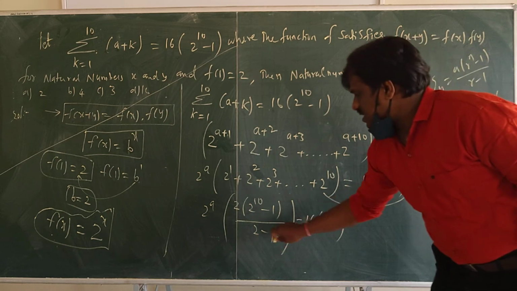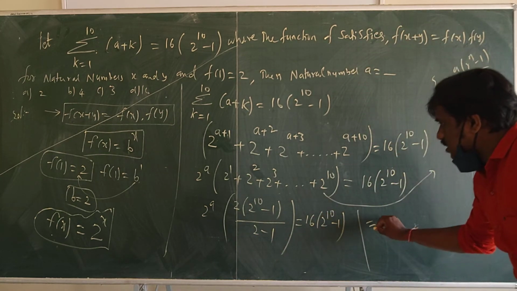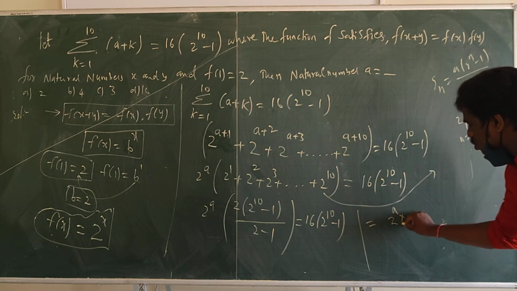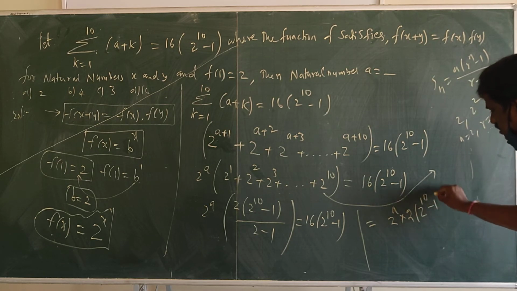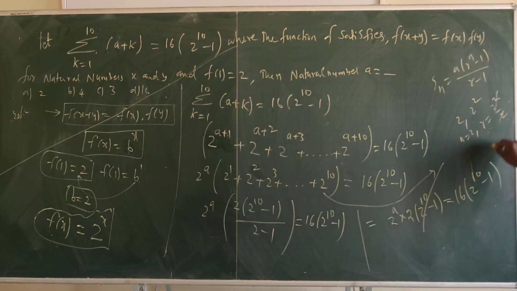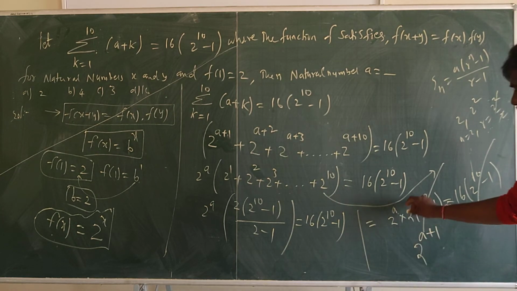So 2 minus 1 is 1. And this is 2 power. So what you got finally here is 2 to the power of A into 2 into 2 to the power of 10 minus 1 is equal to 16 into 2 to the power of 10 minus 1. 2 to the power of 10 minus 1 cancel out. So you get 2 to the power of A plus 1.